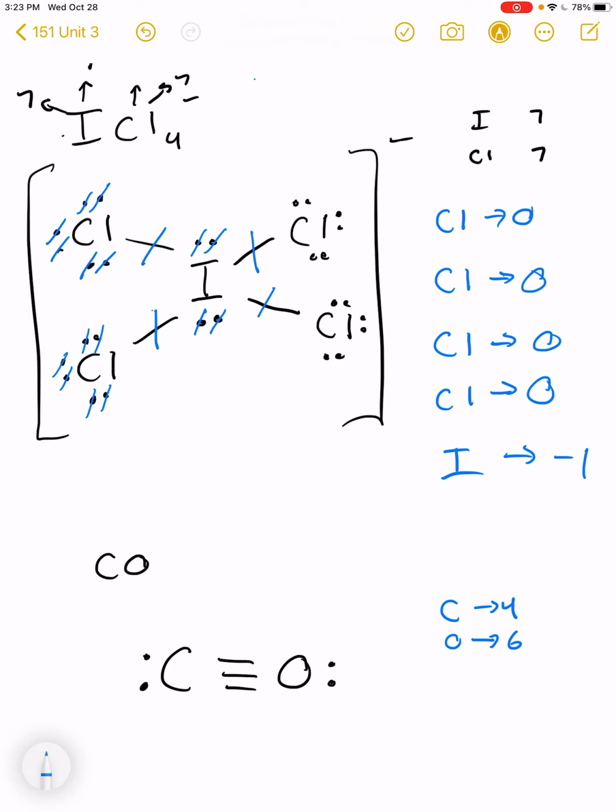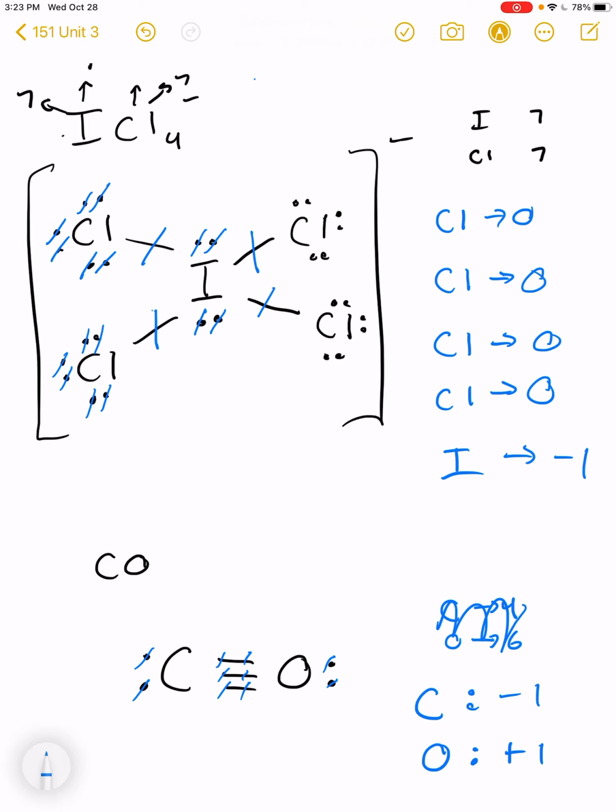So if I'm going to do my count off method for carbon, I start with 4, 3, 2, 1, 0, negative 1. Carbon will have a formal charge of negative 1. And oxygen, I start with 6. So 6 for oxygen, 5, 4, 3, 2, 1. Oxygen will have a formal charge of positive 1. And that should be the correct formal charges for the carbon and the oxygen on carbon monoxide.